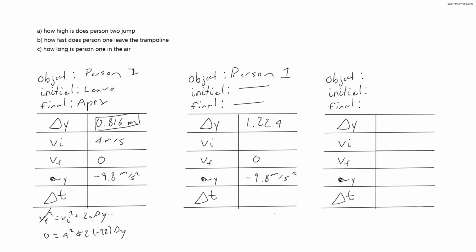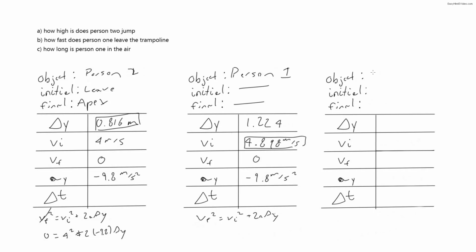And similarly, we can use this same equation to solve for Vi. Because instead of solving for delta y, we have delta y and need to find Vi. If you follow a similar process, plug in 0 here, etc., you can get 4.898 meters per second. So that's our answer to B.